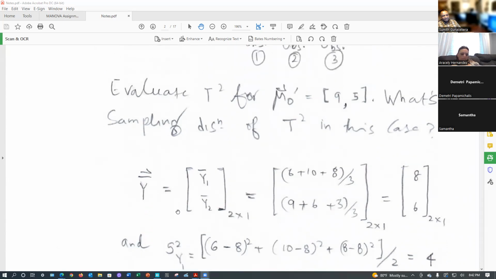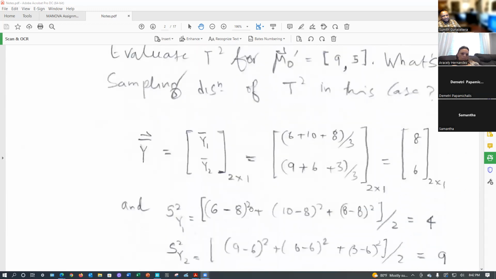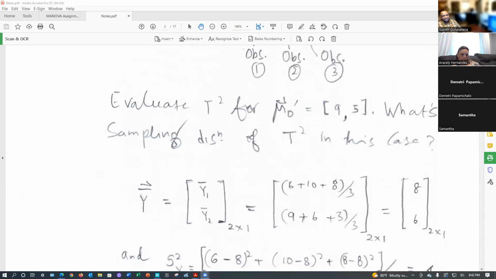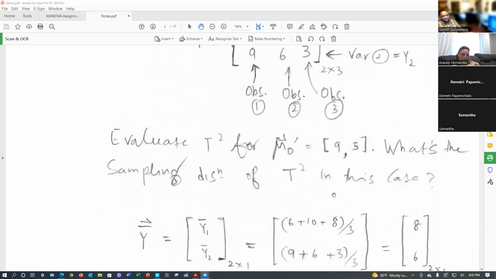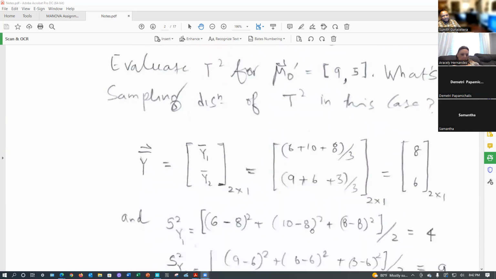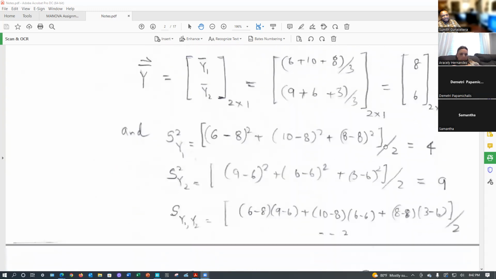How do you get the variance of y1? You go to the reading. From your reading, you subtract its mean and square, plus the second reading for this variable. I'm doing one at a time. Subtract its mean and square, plus the third reading for that variable, get the whole thing and divide by n minus 1. Same for y2, n minus 1. Remember how many observations? We have 3 observations, so n minus 1 is 2, and we get this one.